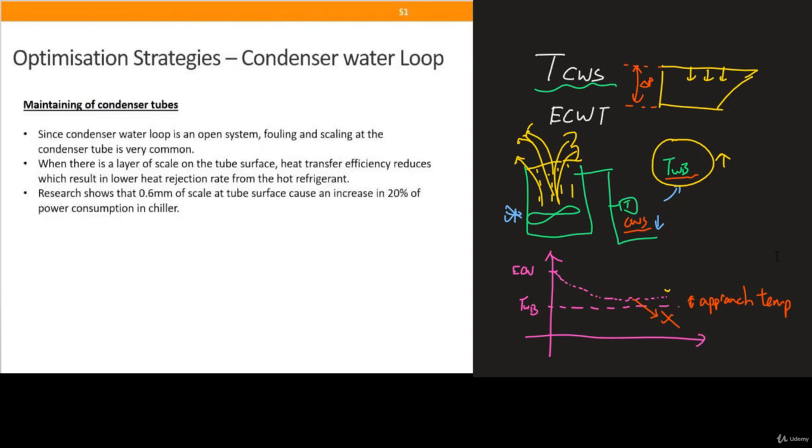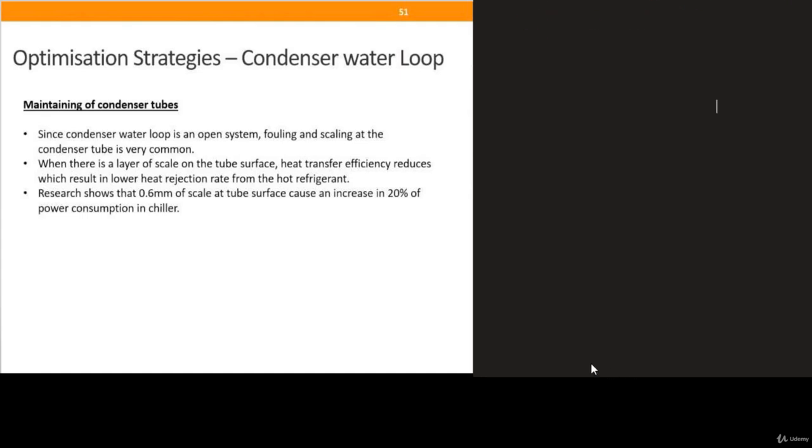So we have finished with the chilled water side. Now let's look at the condenser water side. One of the things we can do to optimize your chiller is to maintain your condenser tubes regularly, because the condenser water loop is an open system. What do I mean by open system? That means your water is actually being exposed to the outside air. So you are exposed to all the impurities, all the dust particles. So fouling and scaling at the condenser tube will be very common. That means there will be a layer of scale attached to your condenser tube. When that happens, your heat transfer efficiency will drop a lot.